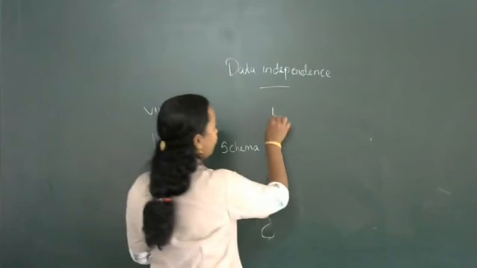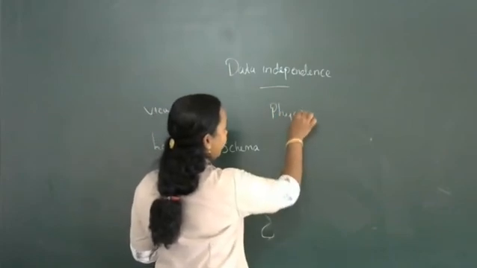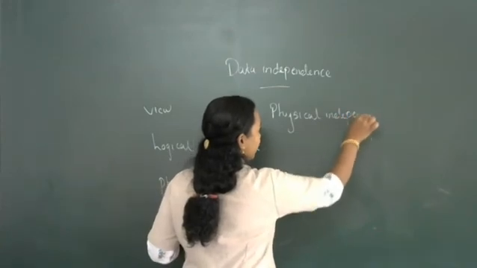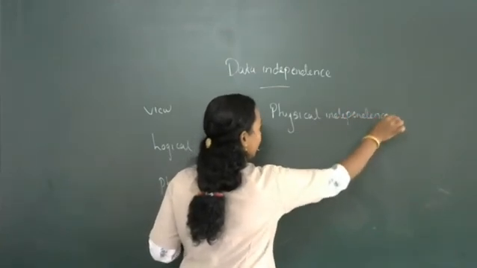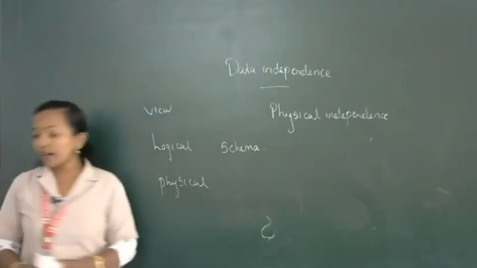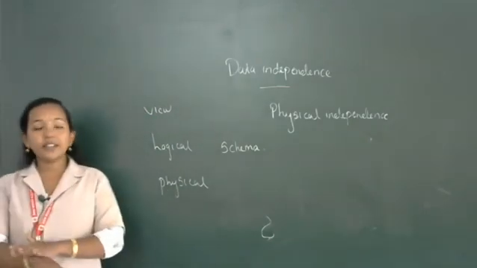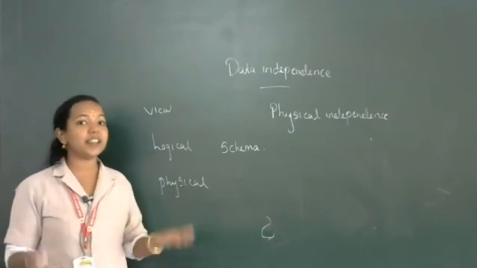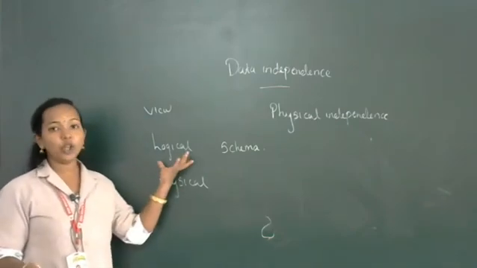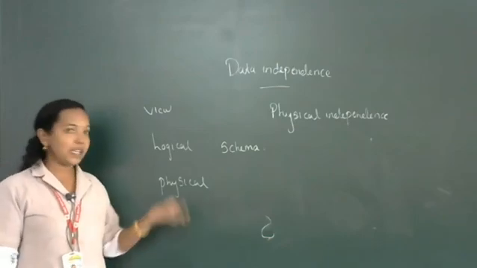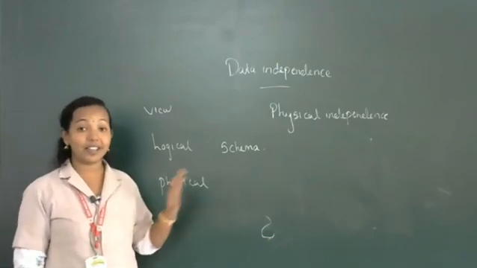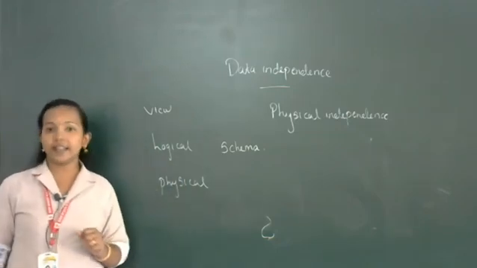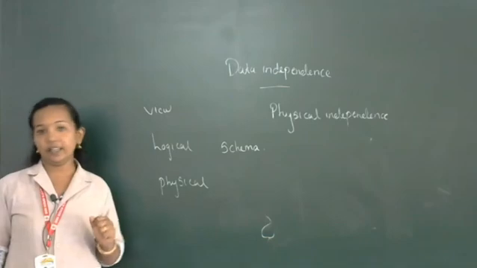There are two types of data independence present. The first is physical independence. What does physical independence mean? It is the ability to modify the lowest level, that means the physical level, without affecting the logical level. That means we are modifying the physical level, but the change does not reflect in the logical level. That is known as physical independence.